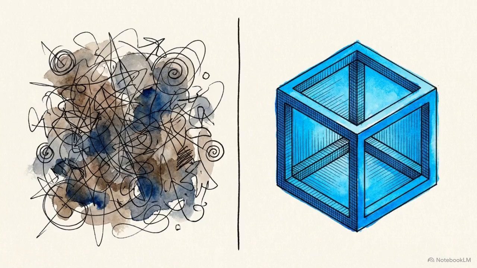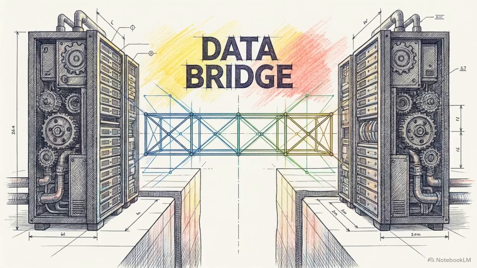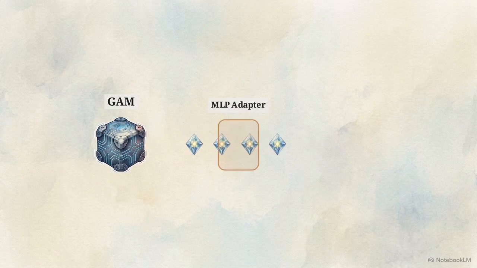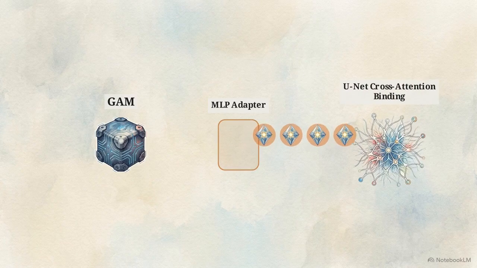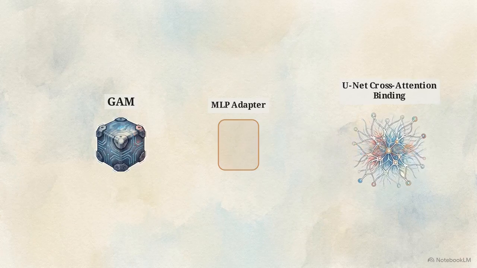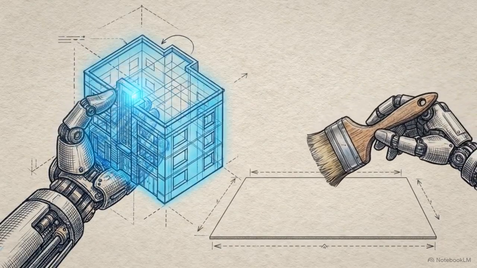To bridge this gap, the pipeline uses a geometry adaptation module, or GAM. The GAM operates as a translator. It compresses and interpolates the rigid 3D point cloud data into a series of flat, sequential data tokens. A multi-layer perceptron adapter takes these newly flattened tokens and injects them directly into the diffusion model's UNet architecture. The GAM effectively translates a complex 3D architectural blueprint into a language that a 2D painting algorithm can execute.